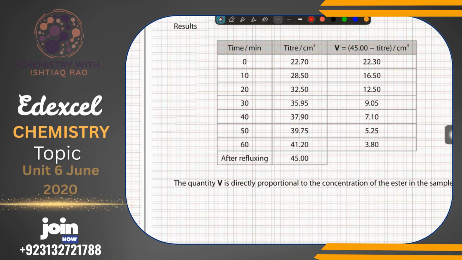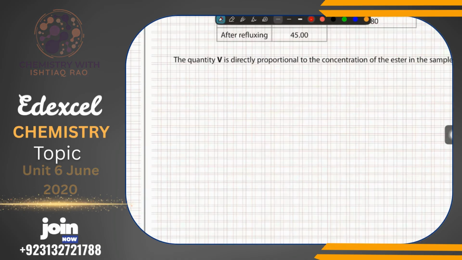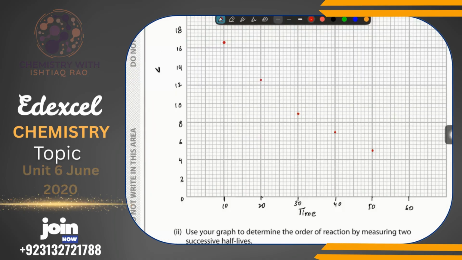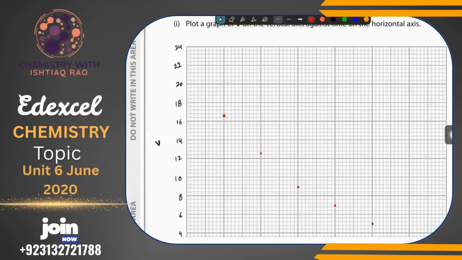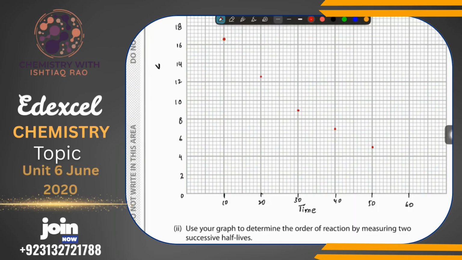55.25, 63.8. 60 is 63.8. Okay, 2.4. Yeah, that's it.